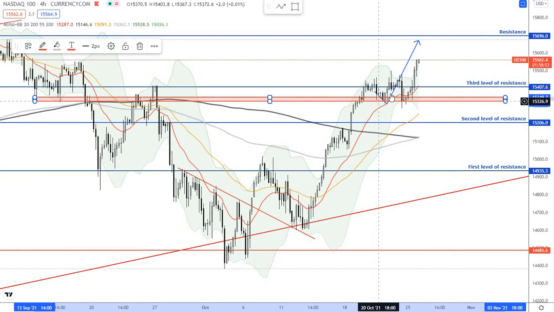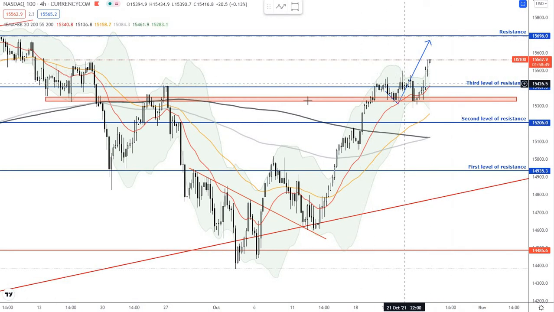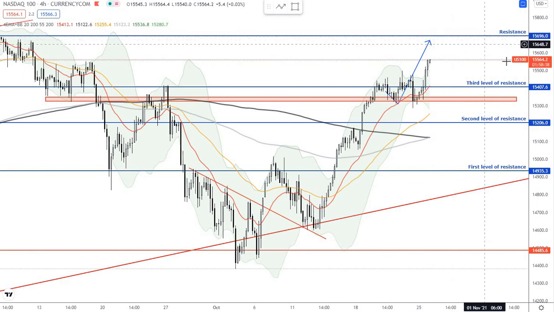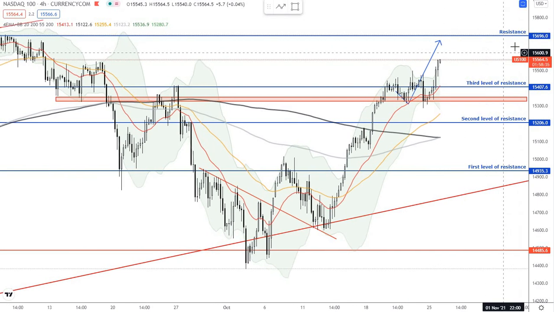So this arrow was what was drawn last week, that I would expect it to be well supported here before it got to the next high. And indeed, it had been ranging at the third level of resistance before it went up, and it could potentially be going up to 15696.